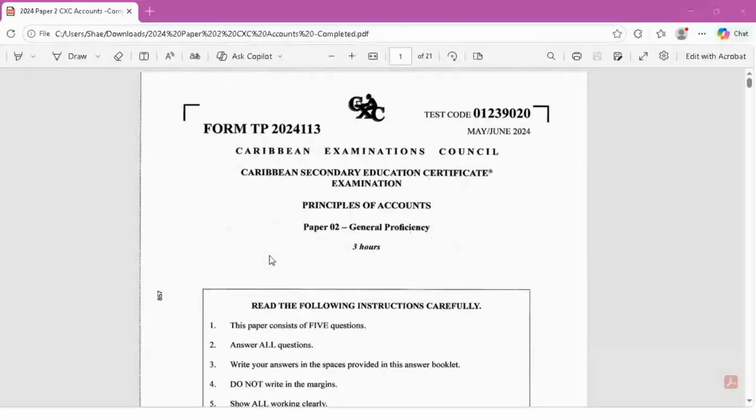Welcome back to EDU-Tutor. Today we're going to be looking at Principles of Accounts, May June 2024, and we're going to be looking at question 4.